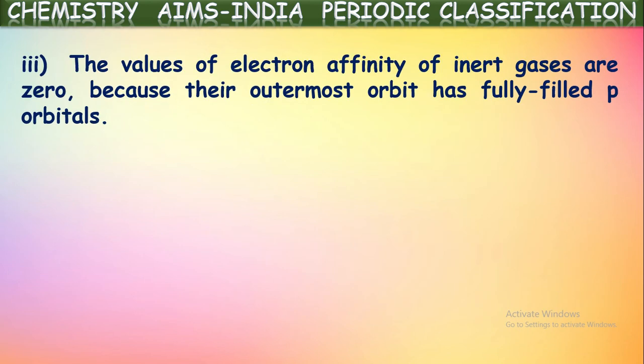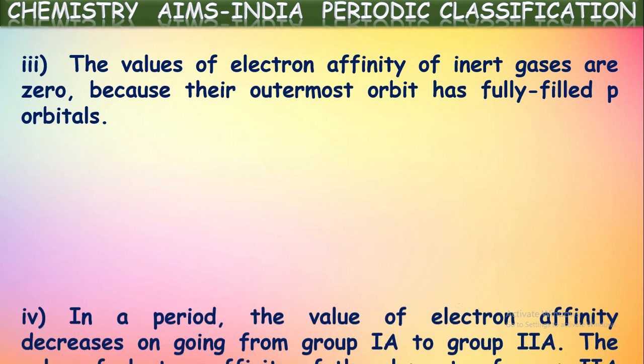Next, one more exception. The electron affinity values of inert gases are 0 because their outermost orbit has fully filled orbitals. Even for noble gases we can see a variation. Instead of increasing from left to right, it increases till the halogens, and for noble gases it becomes completely 0, because there is no question of gaining electrons in the case of noble gases. Why? Because they have a completely filled outermost shell. If that is completely filled, there is no question of gaining or attracting any other electrons, and hence there is no electron affinity for them.